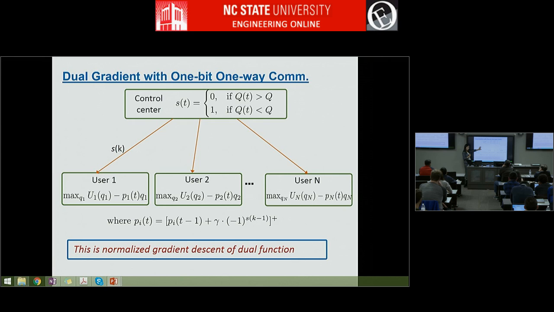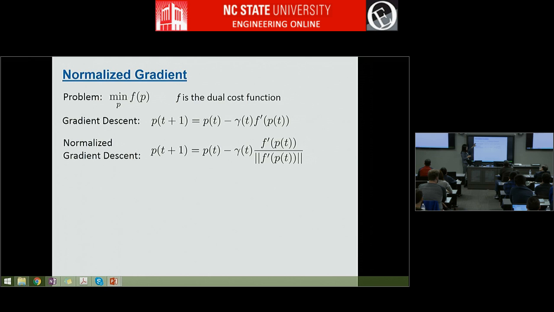The question is, does this work? If you look at the algorithm, go back to the dual problem I talked about. Look at the dual problem itself. It turns out this one is actually the normalized gradient descent method of the dual problem. Then again, from the textbook, we can guarantee it's going to work. As a brief recap of what the normalized gradient algorithm means, think of this as the dual optimization problem objective. We want to minimize this cost, and the gradient descent is what we had before: calculate the gradient, update the price, and normalize means I don't need the accurate magnitude of the information, so I do the normalization.